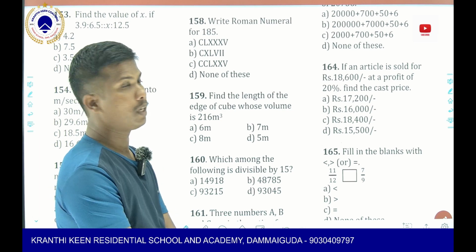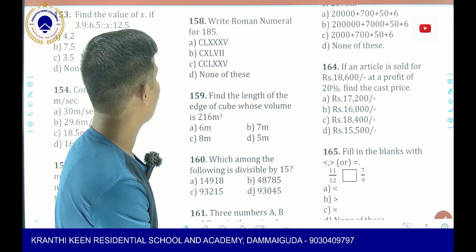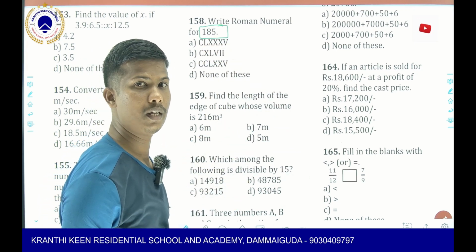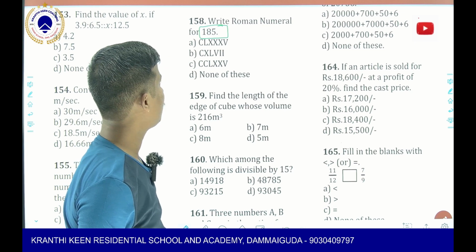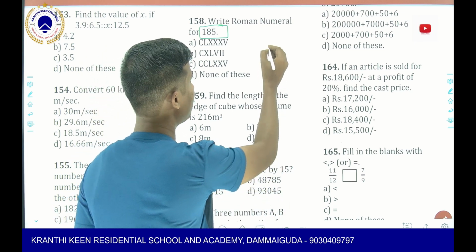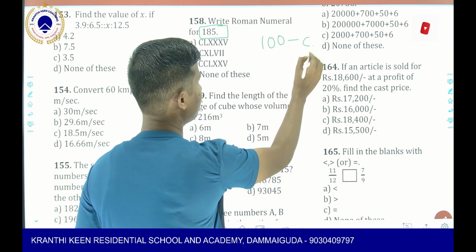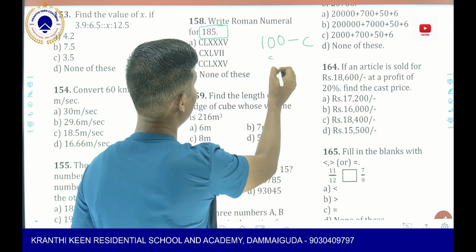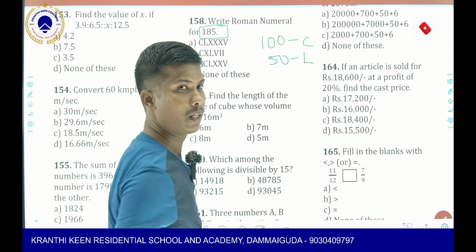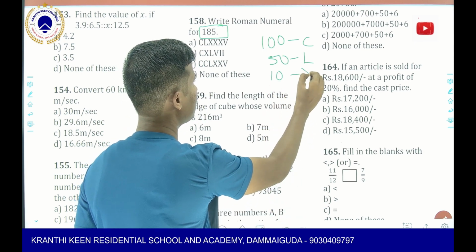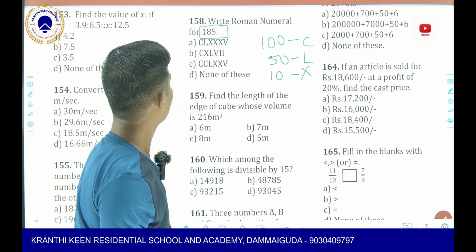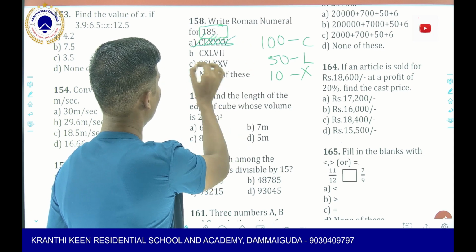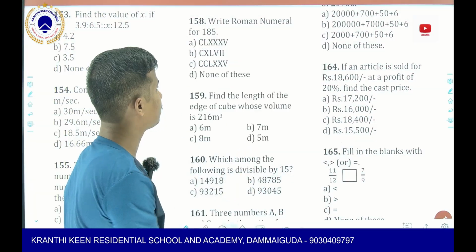Write the Roman numeral for 185. 185 is given, and you have to write it in Roman numerals. 100 is indicated with C, no? 50 is L, no? And 10 is X. So 100 is C, L means 50, then 85. For question number 158, option A is the right answer.